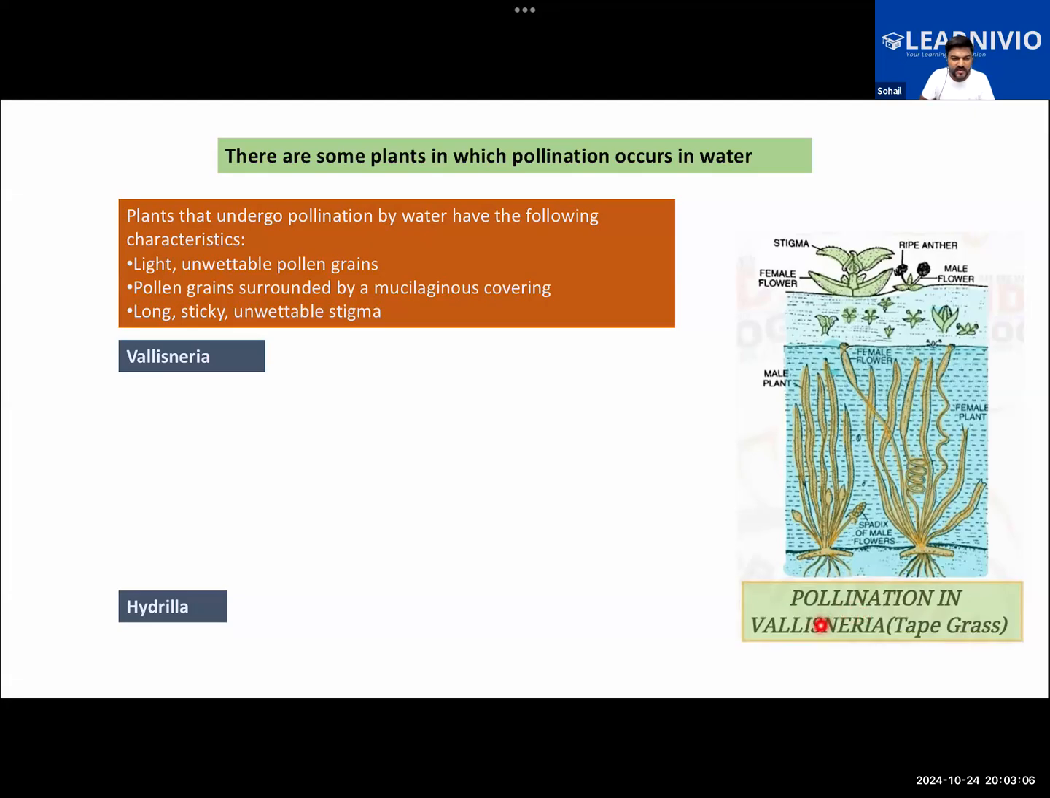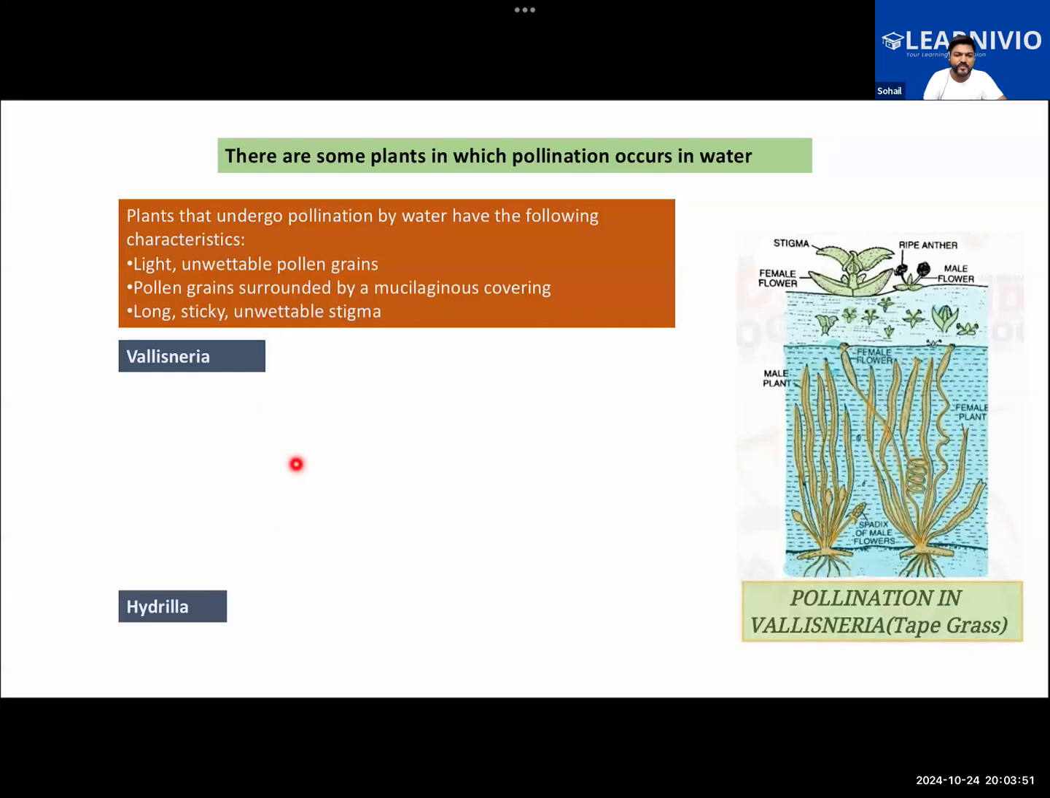So the pollen grains of these plants, for example tape grass, whose scientific name is Vallisneria or Hydrilla, would be producing unwettable pollen grains. You might have seen unwettable substances, for example, certain clothing materials will not easily get wet. Water will not be sticking on them. These pollen grains are unwettable, so they will not be getting spoiled by the water. If something is put into the water, after some time it will start to rot. So that is an important characteristic of the pollen grain of Vallisneria and Hydrilla, that they are unwettable.